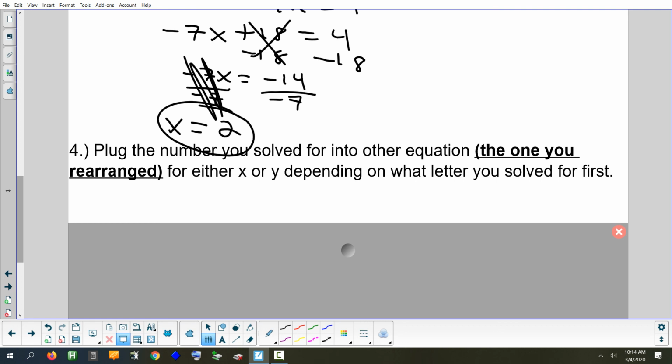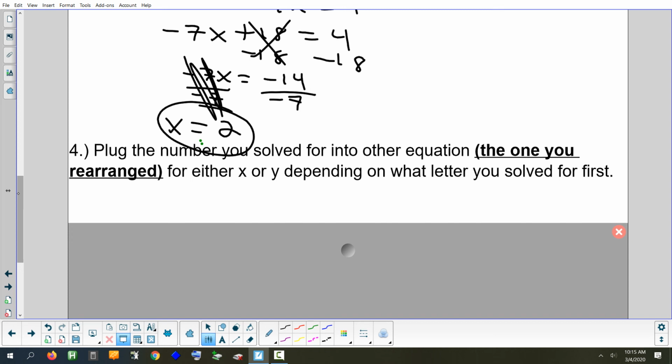Now, I can't tell you plug it in for x or plug it in for y. In this problem, you're plugging it in for x. But it depends on how you did step 1. You could have x right now, or you could have y right now. I don't know which letter you're always going to get first. Depends on how you decide to solve it. But whichever letter you found first, find the other one now.